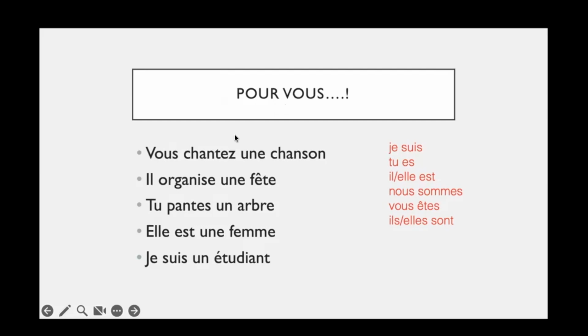C'est pour vous. These are some positive sentences. I would like you to try to convert these sentences to the negative form. For example, the first one is Vous chantez une chanson. You sing a song. Il organise une fête. He organizes a party. Tu plantes un arbre. You are planting a tree. Elle est une femme. She's a lady. Although these kind of sentences may be very funny for some people, but then, of course, this is just for practice. Je suis un étudiant. I am a student. So this is how we see these sentences, right?